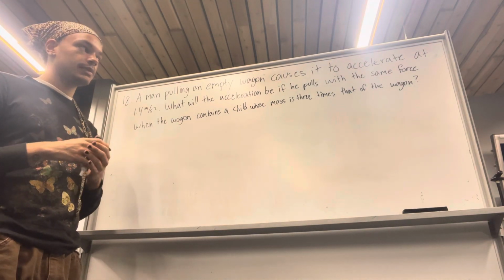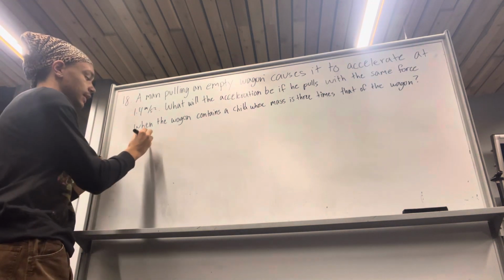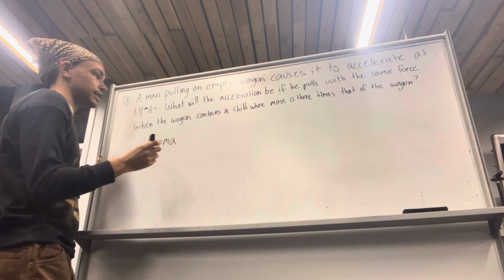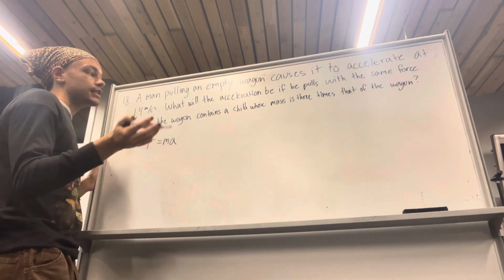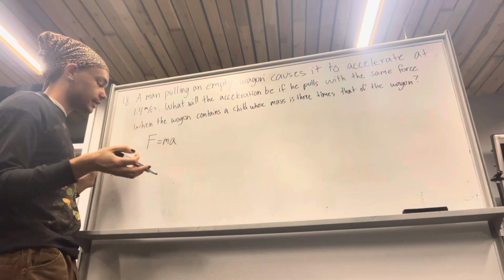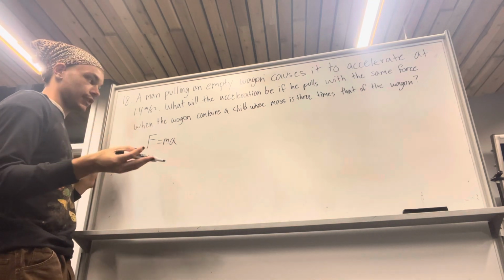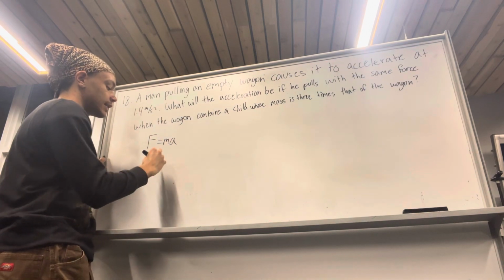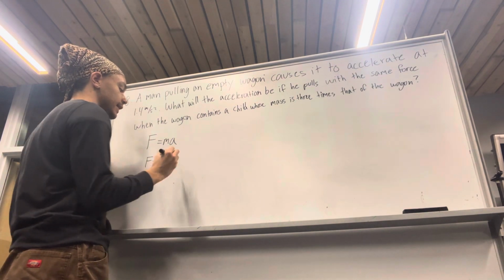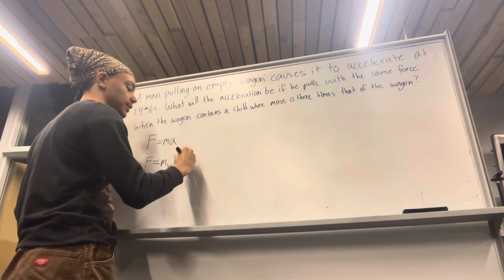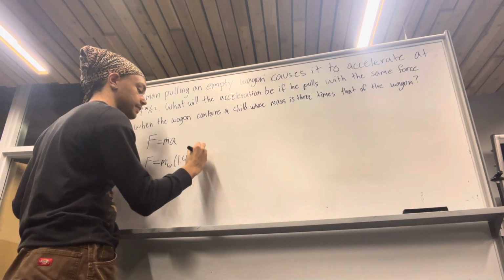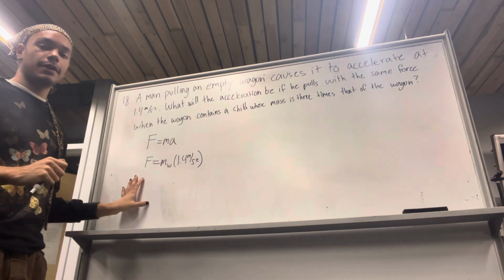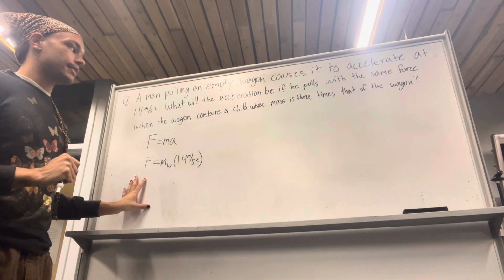So we first want to use Newton's second law of motion, and that says force equals mass times acceleration. The question gives us an acceleration, but it doesn't give us the number for the mass, but it tells us that the force the man is pulling with is the mass of the wagon times 1.4 meters per second squared. So we know the force that the man pulls with when the wagon is empty.